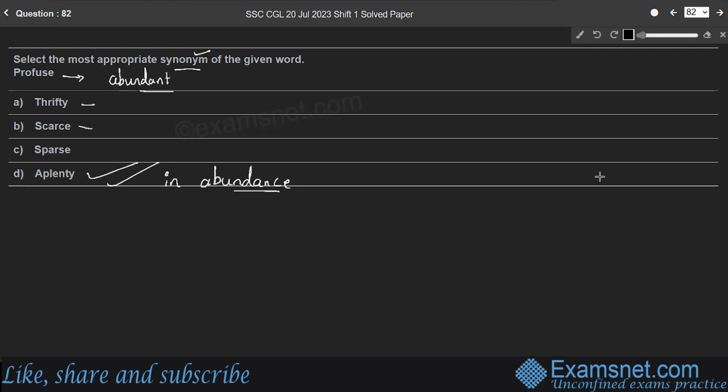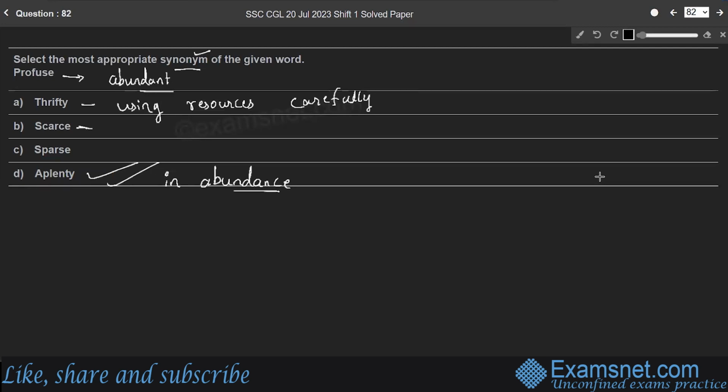Whereas the remaining options: thrifty. Thrifty means using money and other resources carefully, not wastefully, right? For example, he was thrifty and anxious to leave to his son a full treasury. Whereas scarce means insufficient for the demand, such as scarcity. For example, books were very scarce and very precious, and only a few men could read them.